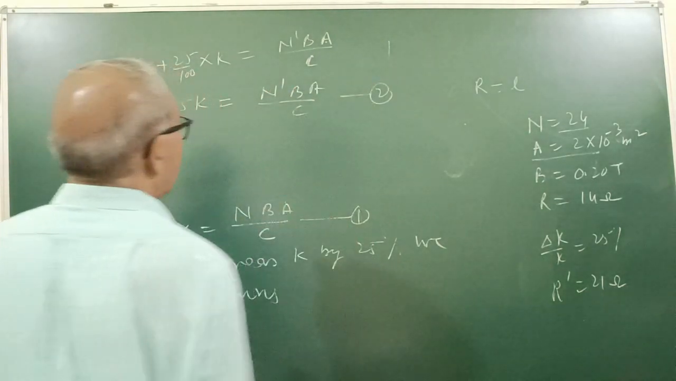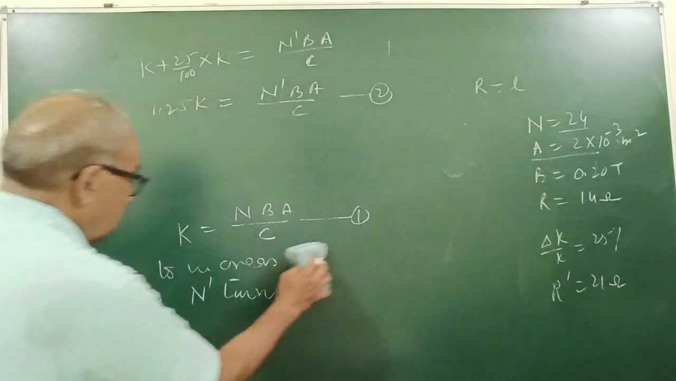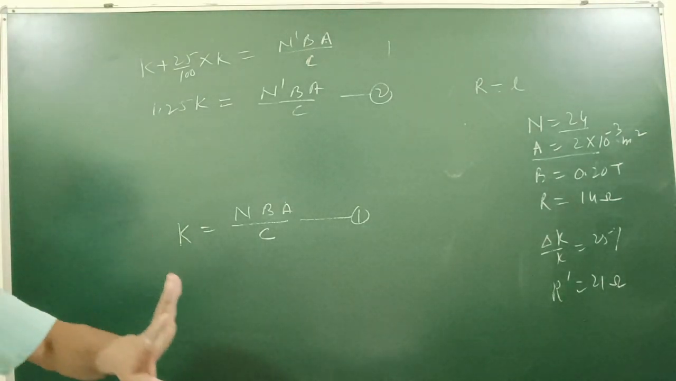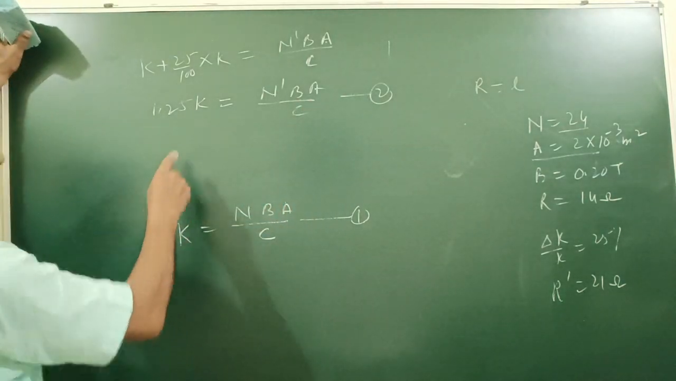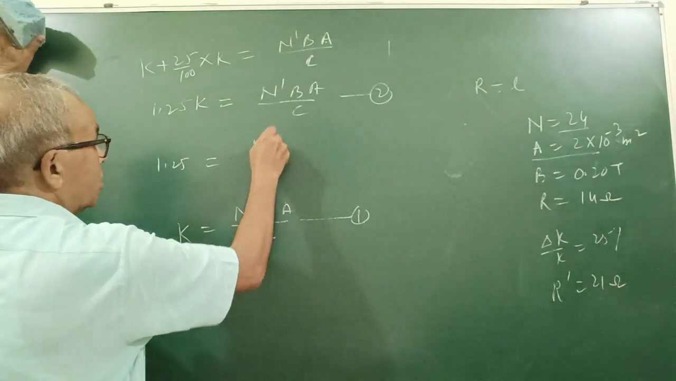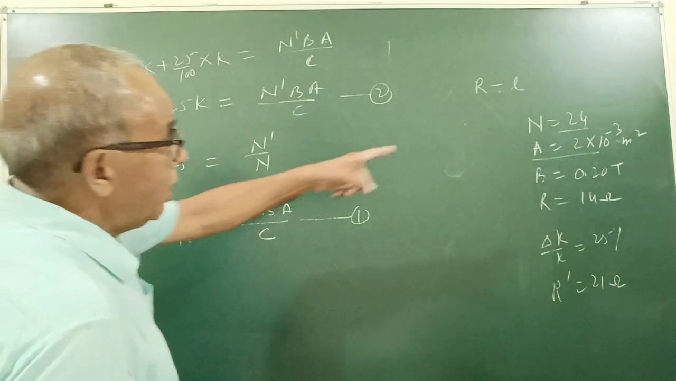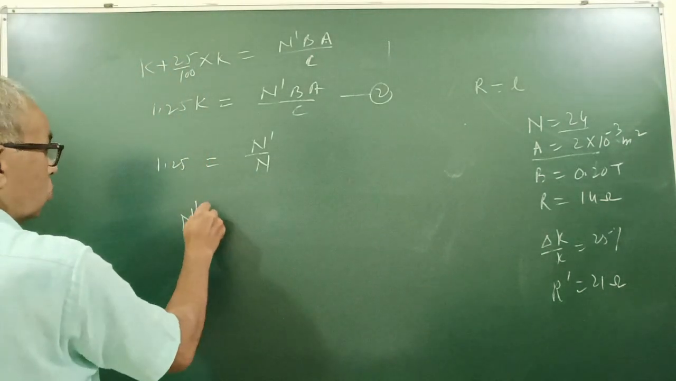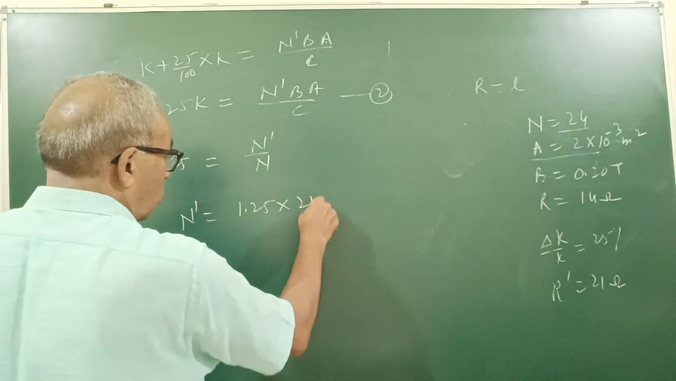Equation 2. Dividing 1 by 2. This is the simplest method. No book has given such a simple method, please. Dividing 1 by 2, we get 1.25 equal to N dash upon N. And now you are given N is 24. So N dash is equal to 1.25 into 24.